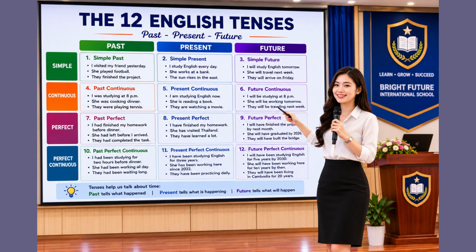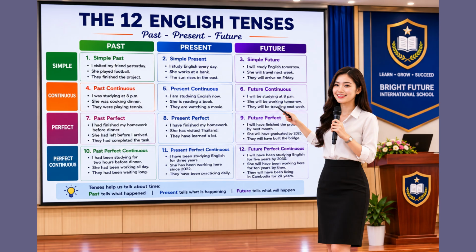Future expressions such as tomorrow, next week, soon, and later often require the simple future tense. For example, I will travel to Thailand next month. Learning these signal words can help students choose the correct tense more quickly and confidently.